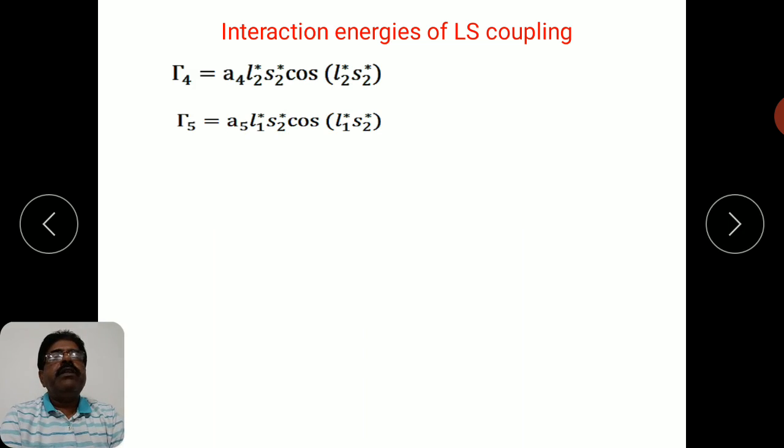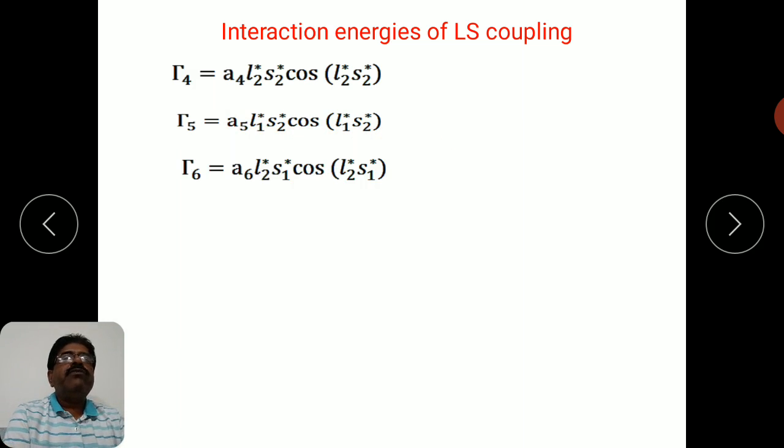And the fifth interaction is gamma 5, equal to A5. The fifth interaction is between L1 and S2, therefore A5 L1 star S2 star cos of L1 star S2 star. And the last interaction is gamma 6, equal to A6. This interaction is between L2 and S1, therefore A6 L2 star S1 star cos of L2 star S1 star. So we have defined these six possible interactions, and these are related to the fine structure.